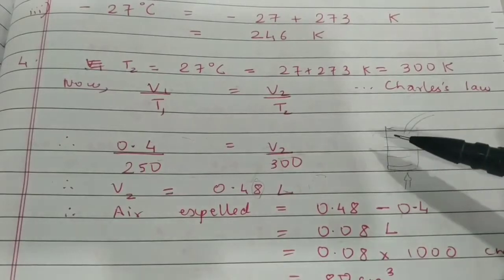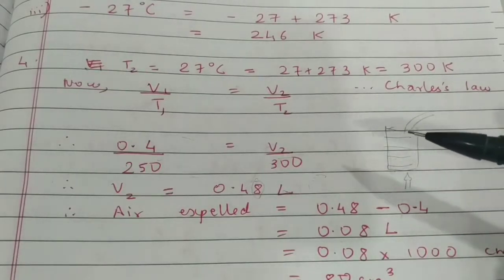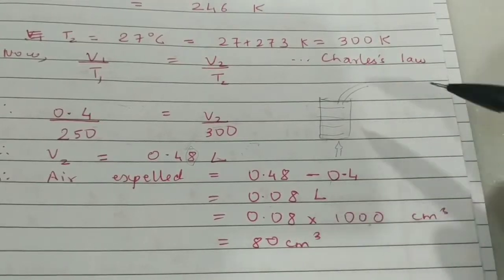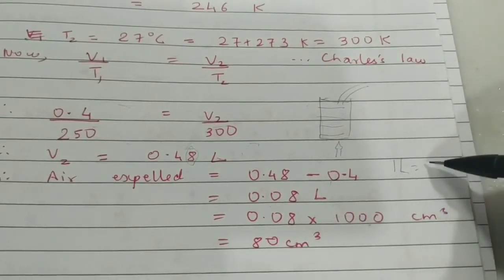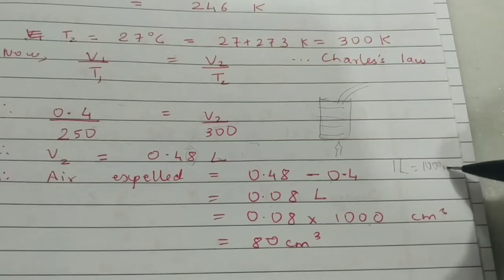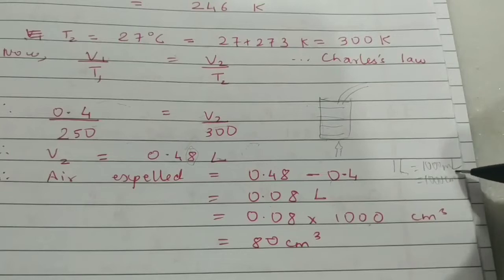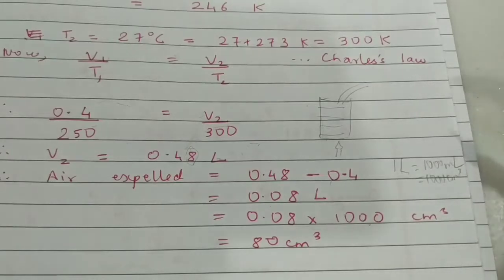Not only that, they said find the volume in centimeter cube. How do we convert liter to centimeter cube? Just multiply by 1000. So the answer is 80 centimeter cube. Remember, 1 liter is equal to 1000 milliliters, and that is actually equal to 1000 centimeter cube, because 1 ml is 1 cm cube as well.